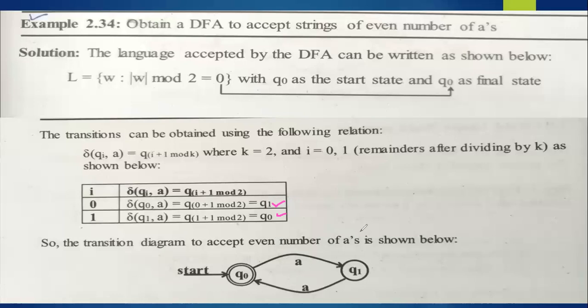So this is the mod K problem, which is a very basic kind of problem. The next question we'll see is a bit more complicated. Fine, we'll go for the second question.